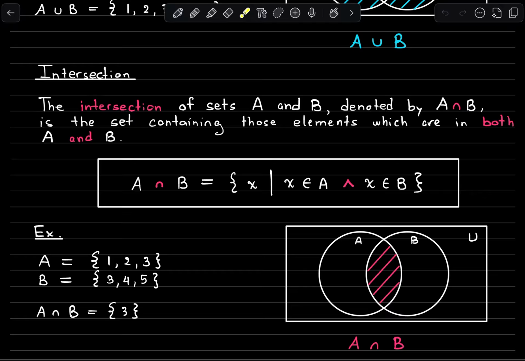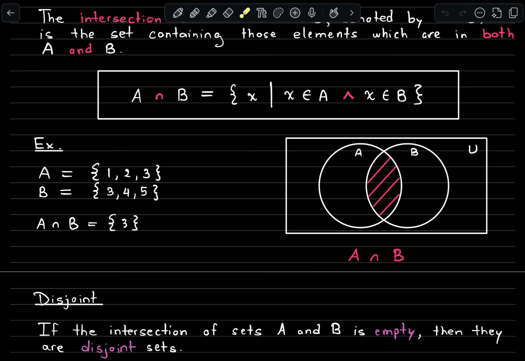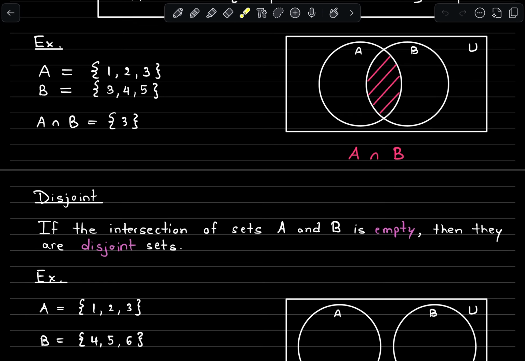If we use the same exact sets from above, A is 1, 2, 3, and B is 3, 4, 5, and we're looking for A intersection B, it's only going to be that element which is in both A and B, and that will be the 3. That's what falls in the middle on this Venn diagram. So that's intersection.